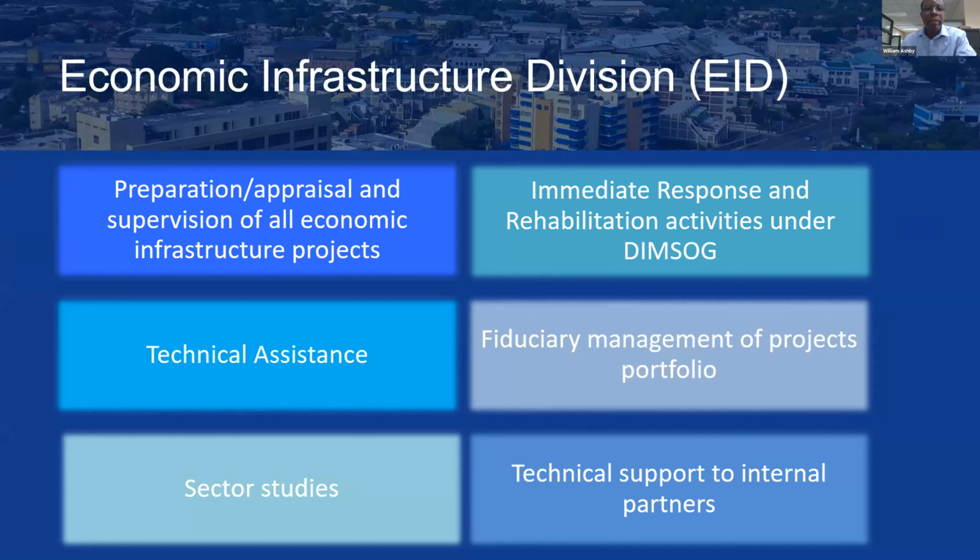Okay. All right. So Economic Infrastructure Division, EID. We are responsible, as the name suggests, for the preparation and appraisal of all economic infrastructure projects. And I'll, in a second, just show some of the examples of what that means. Some of the work we do involves technical assistance. We do sector studies in things like transportation, water, and urban development. We are also responsible for providing immediate response and rehabilitation support to our countries under our disaster management strategy and operational guidelines. And we look after the fiduciary management of projects in EID as well.